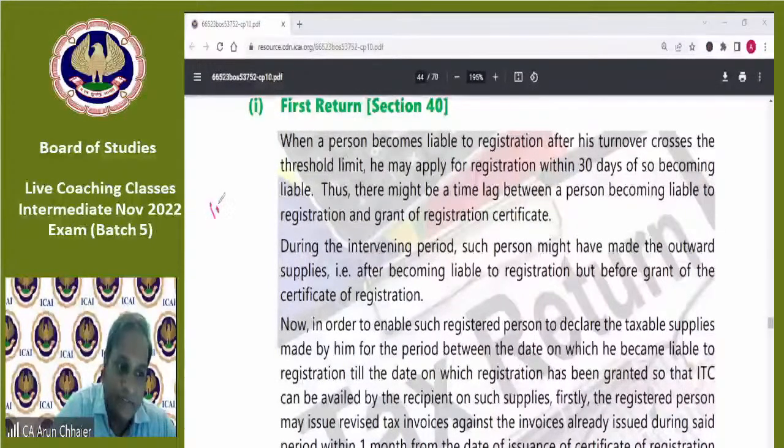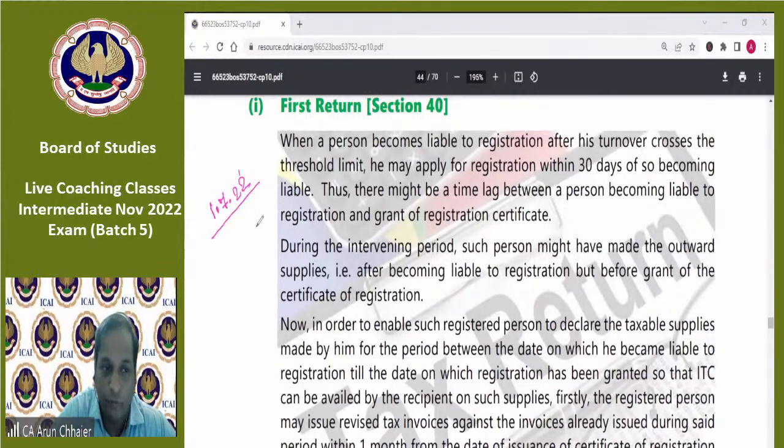We have discussed that I was supposed to take registration on 1st July 2022 because my actual turnover exceeded the threshold limit. So what is the time limit within which I have to make an application? There are 30 days. So on the 25th July, I have made the application.